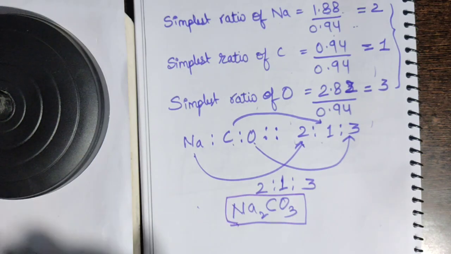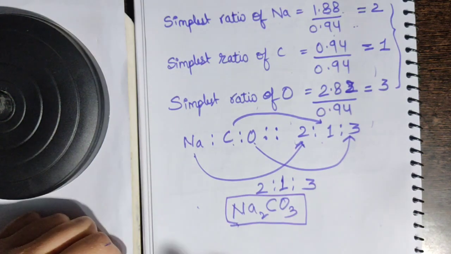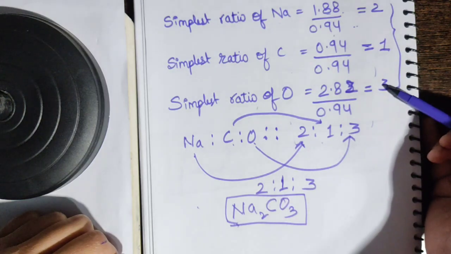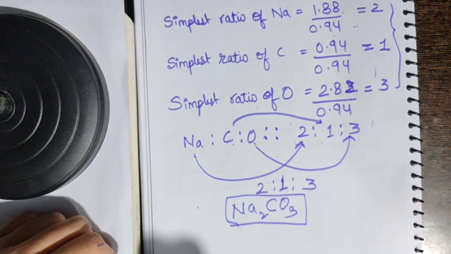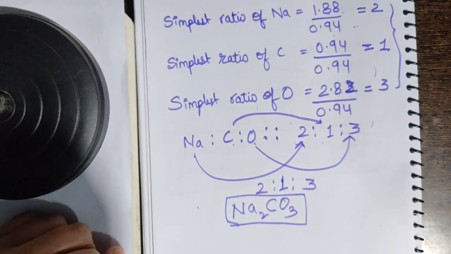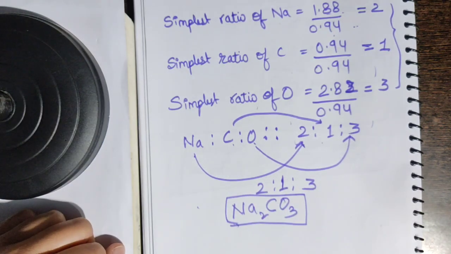Na2CO3. A point to be noted here is, if the simple ratio of any one of these is obtained as a decimal, then we will round it off to obtain the simplest ratio. Why? Because in the definition of empirical formula, I mentioned that empirical formula is the simplest whole number ratio. So it has to be the simplest ratio, as well as the ratio should be a whole number and not a decimal.